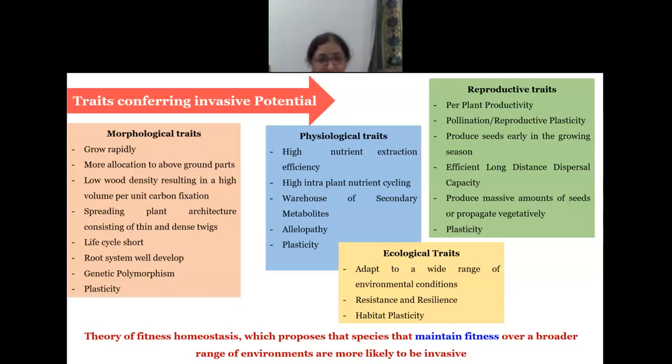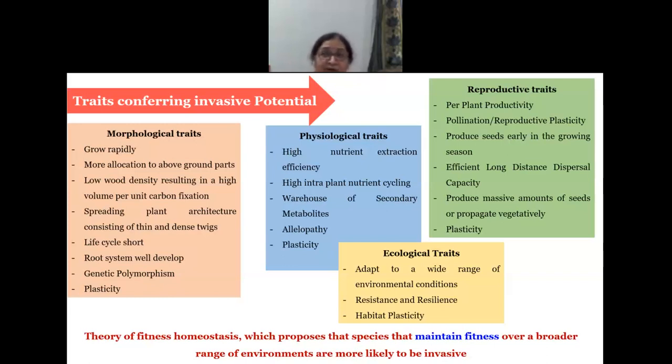Their structure is spreading, their architecture is spreading. Their wood is very thin, just like a small twig, or we may say that they are bushy in nature. So a number of stems come from the ground bearing a large number of leaves, and thus they make the structure potentially better for photosynthetic activity. But on the other hand, their life cycle is very short. It means they complete their life cycle, starting from seed germination to formation of seed, within a short period of time, which is favorable for development of each and every stage of their life cycle.